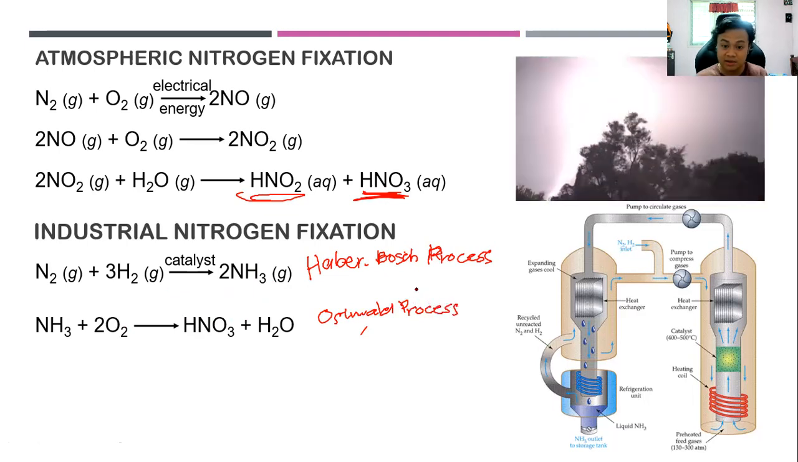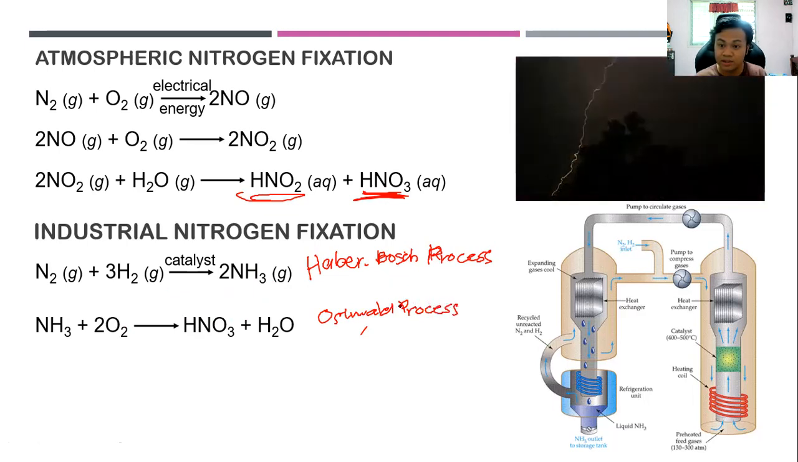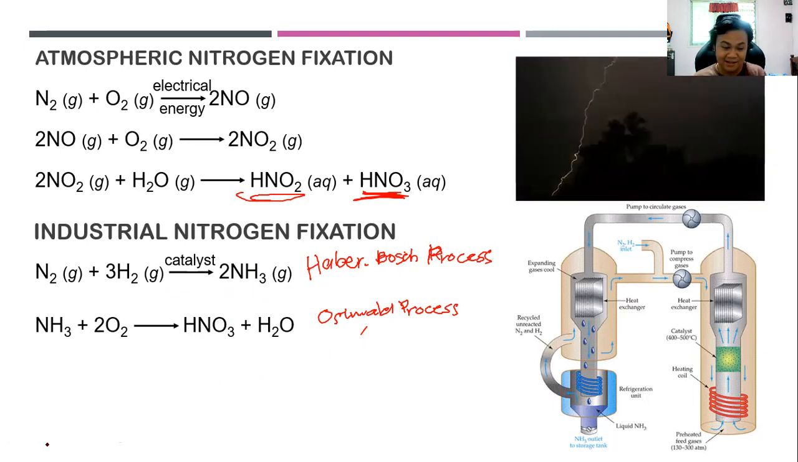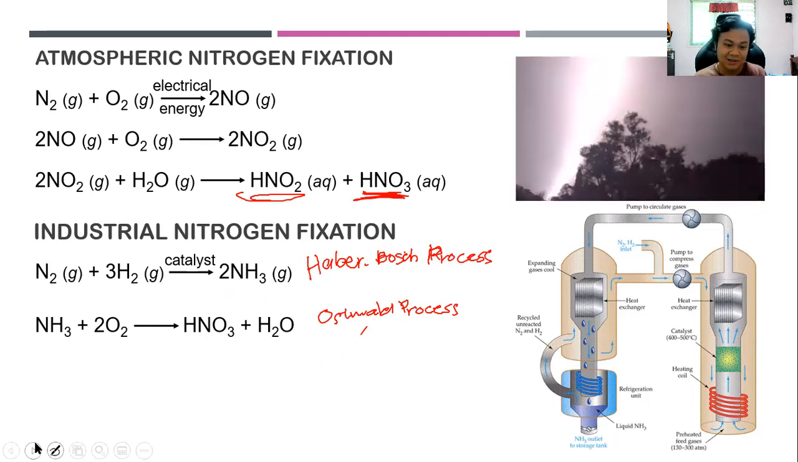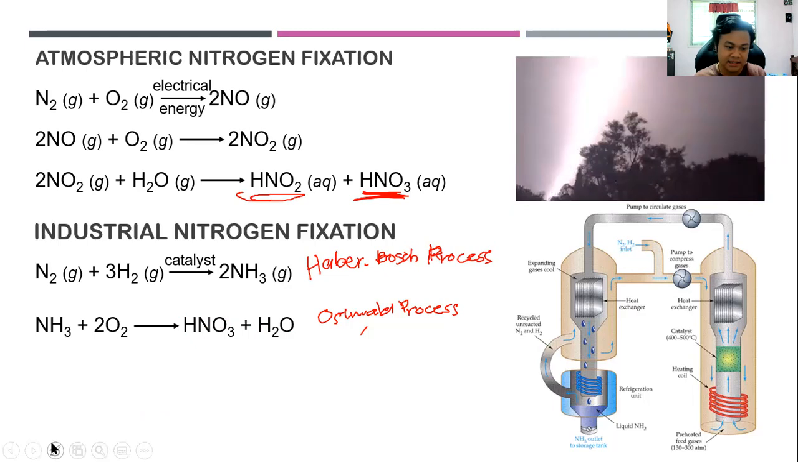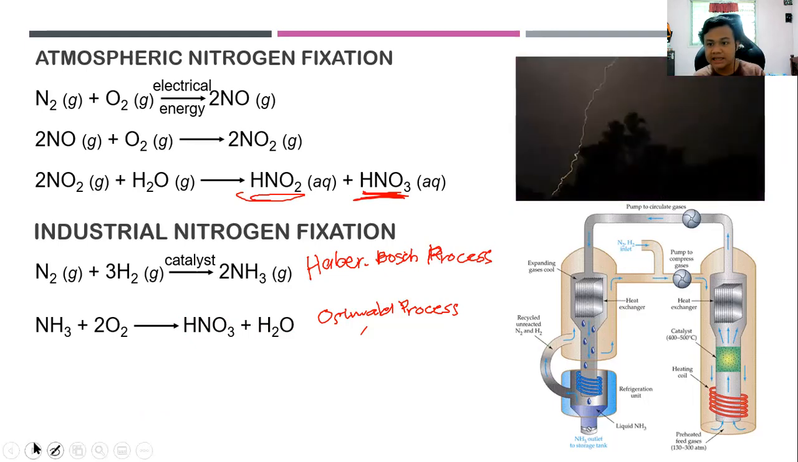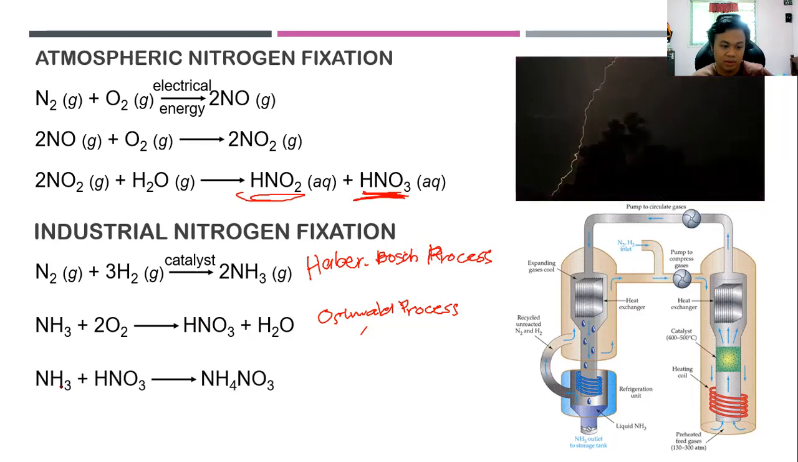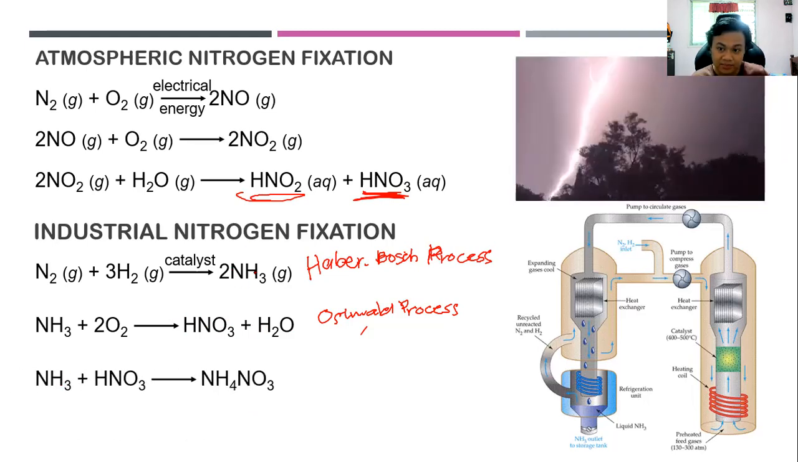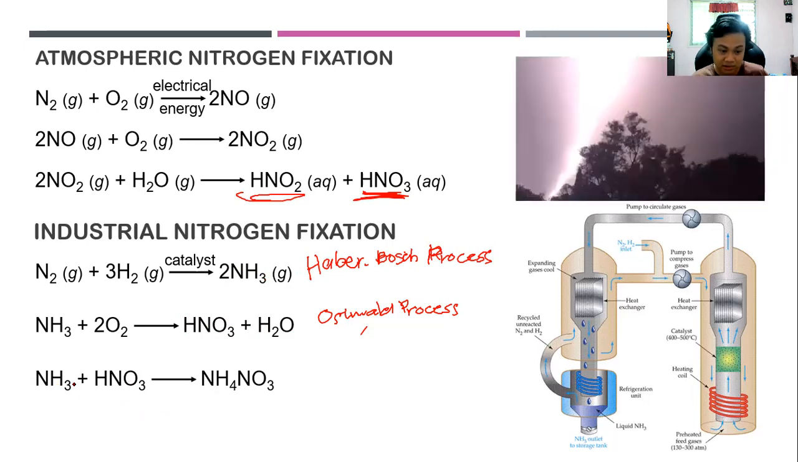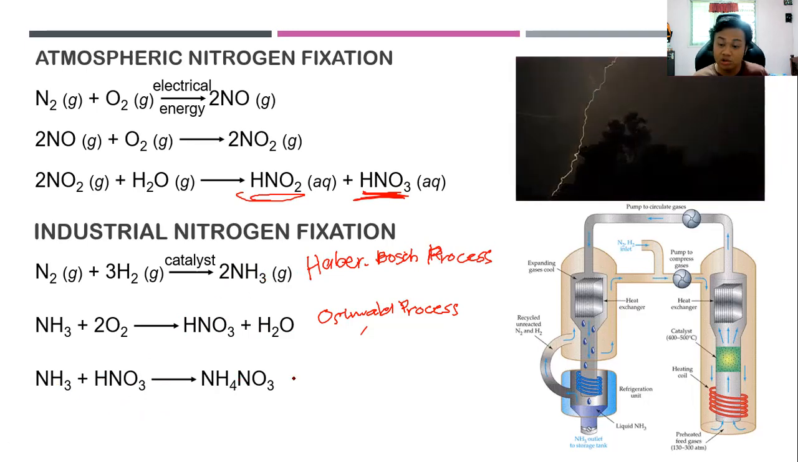And you must remember this, because these are two very important chemical engineering feats in modern times. Okay, so I'm giving you trivia. And then the nitric acid that is produced in this reaction will be combined with the ammonia formed in the previous reaction to form ammonium nitrate.